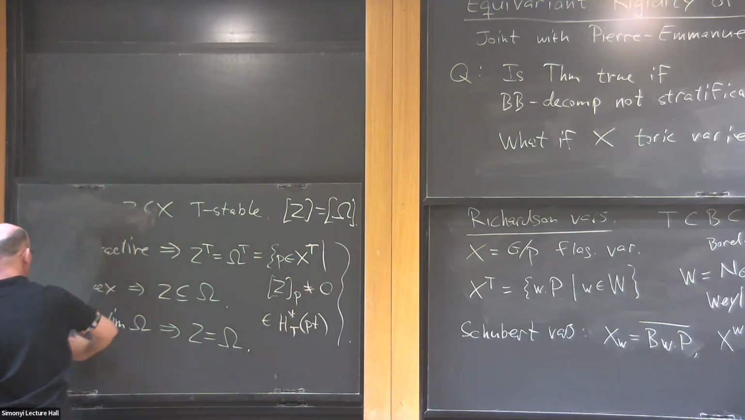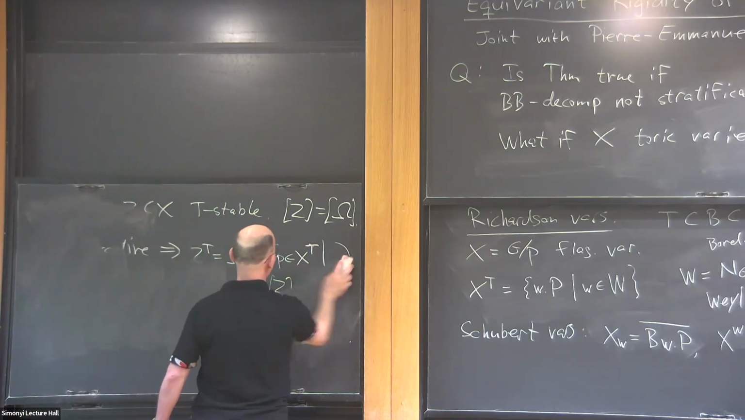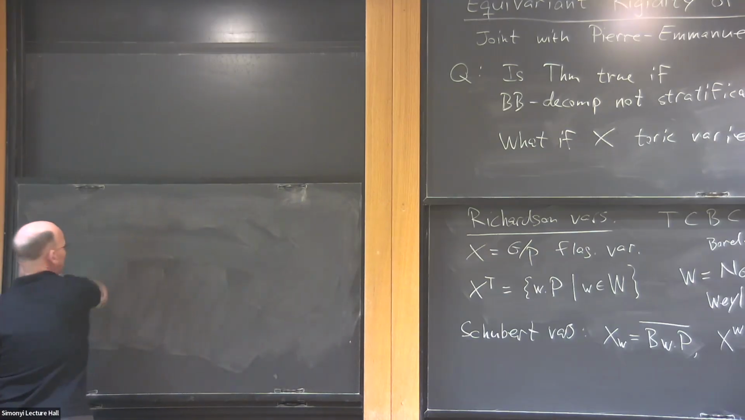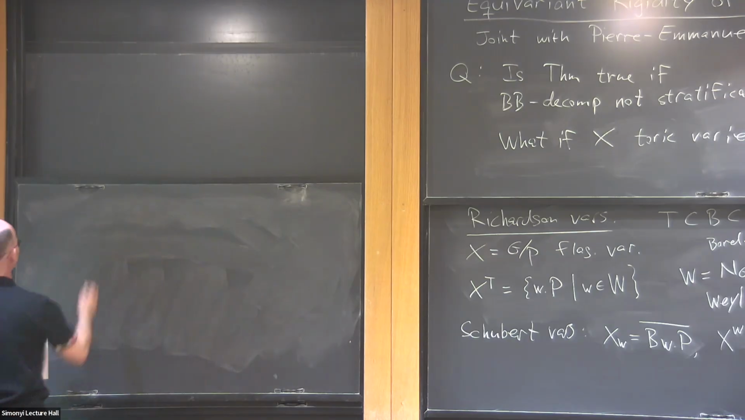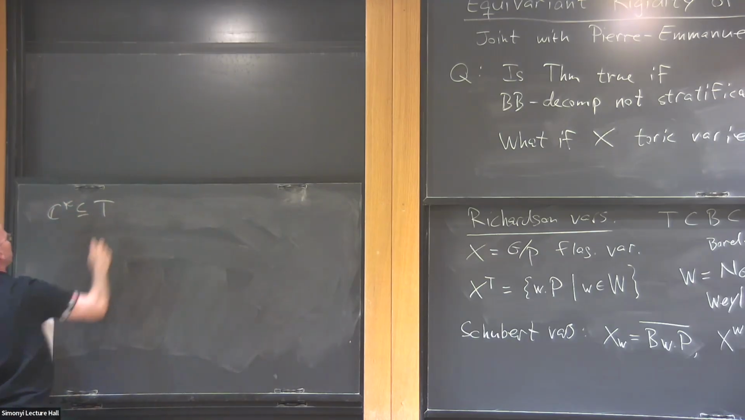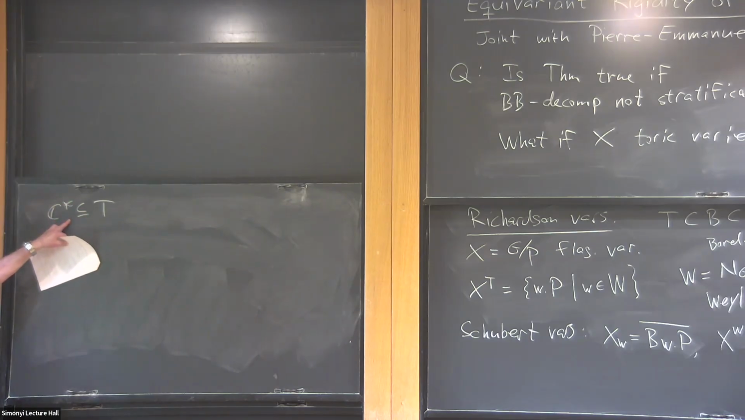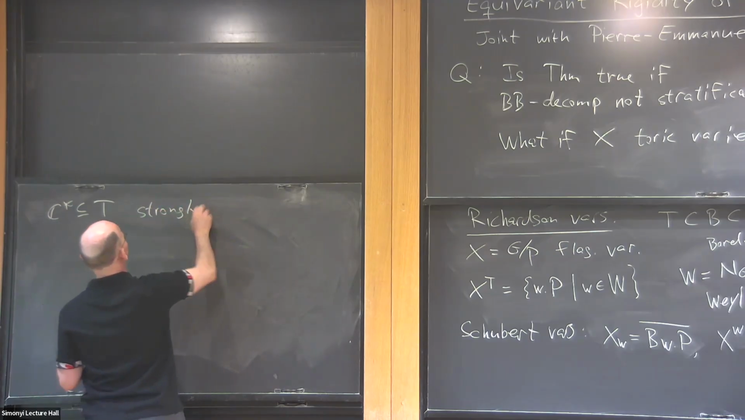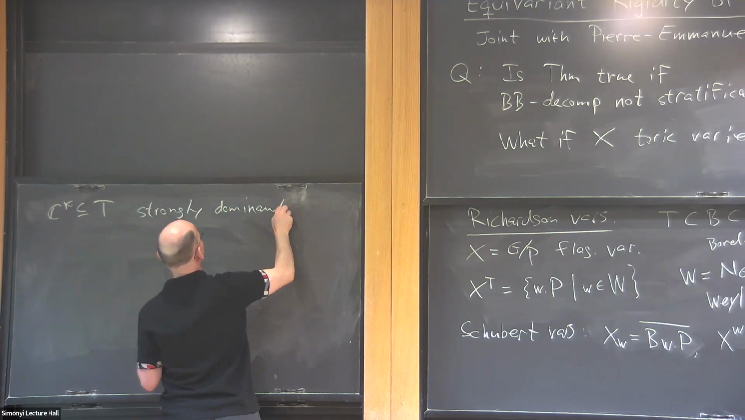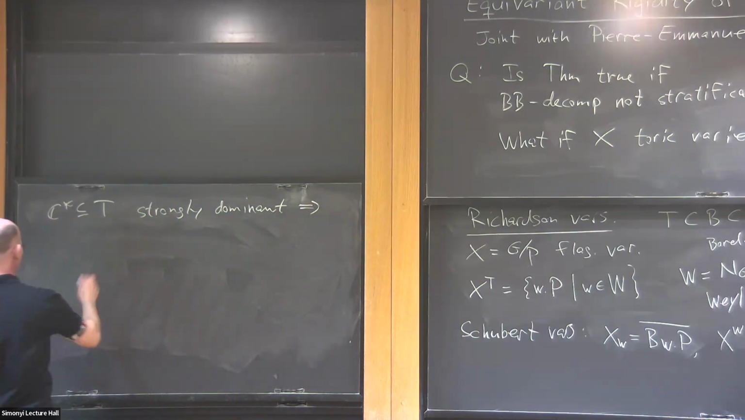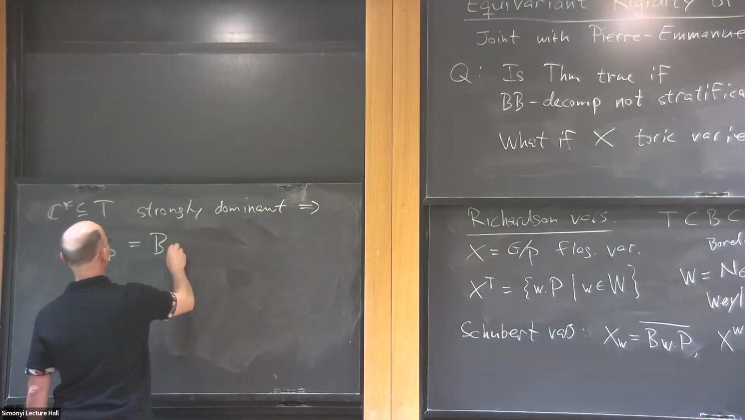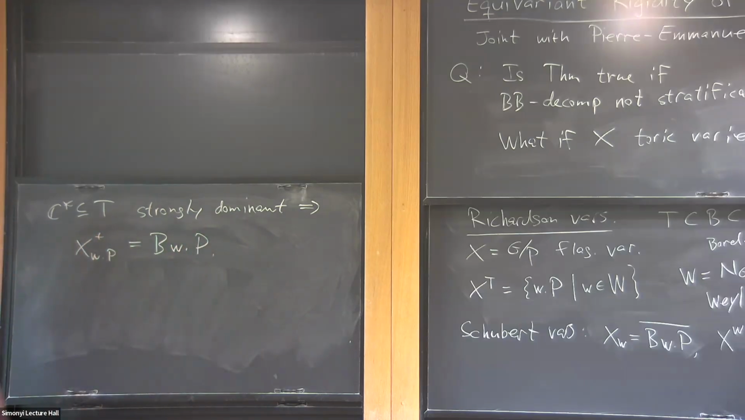It's very well known that the Schubert cells are just Białynicki-Birula cells for a particular choice of C star. So if C star sits inside T, that means C star also defines a co-character. And if that co-character is strongly dominant, that means that the Białynicki-Birula cell for a fixed point is just the B orbit of that fixed point.